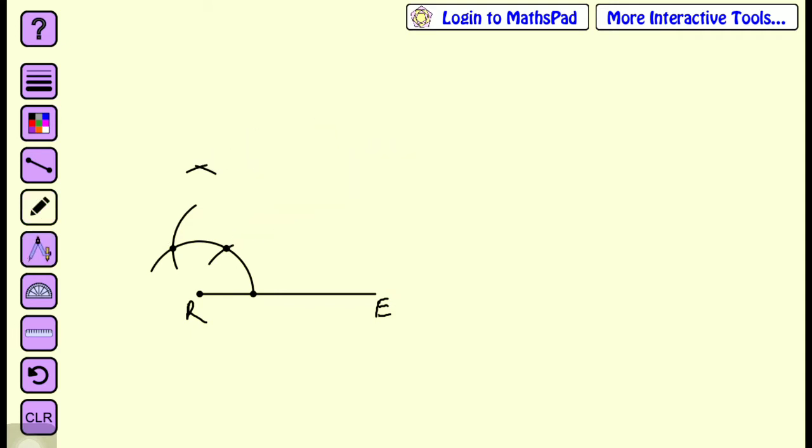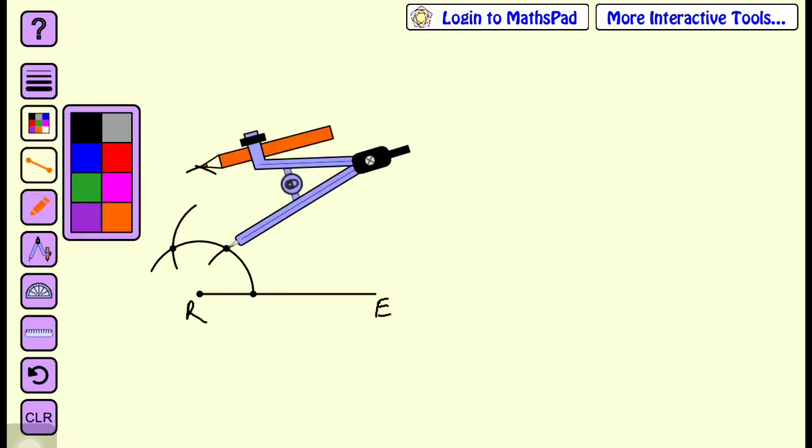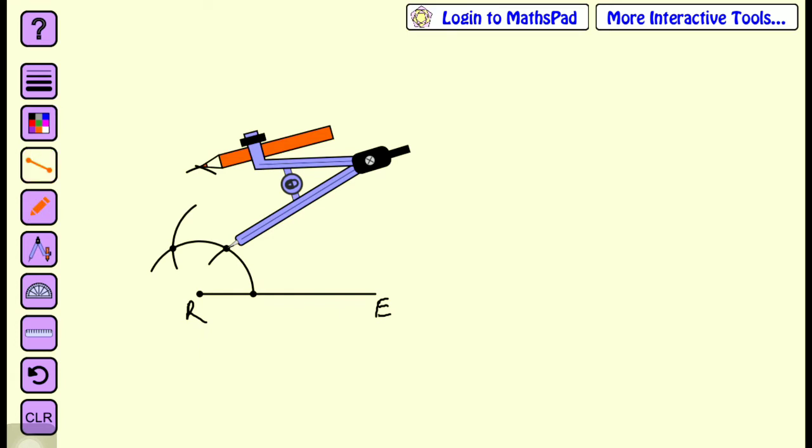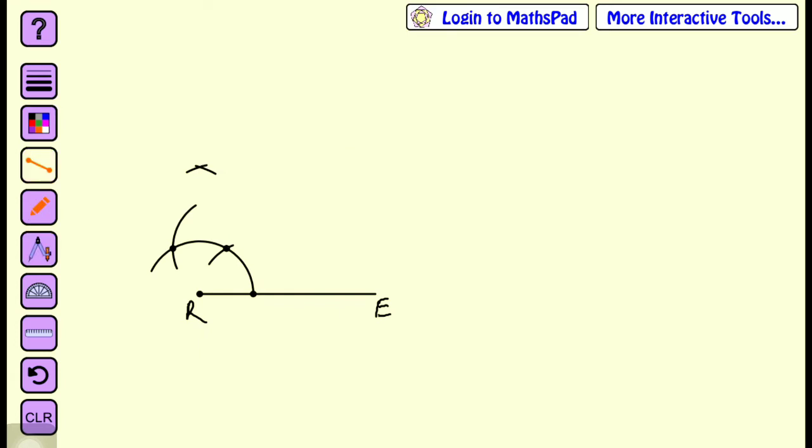Why was it so? Because the first arc was of 60 degrees, the second arc was of 120 degrees, and the bisector of these two will give us the line of 90 degrees. Okay, so we will have to join this point of intersection to point R so that we can get an angle of 90 degrees like this.